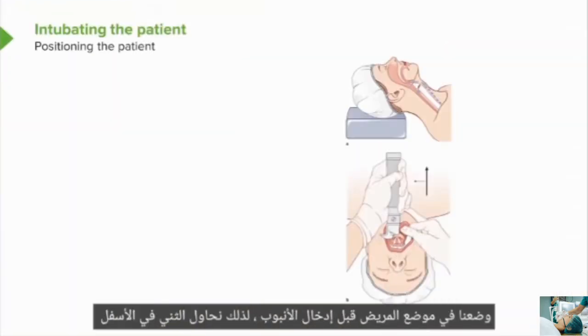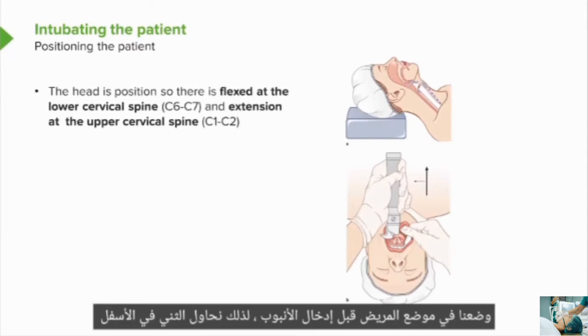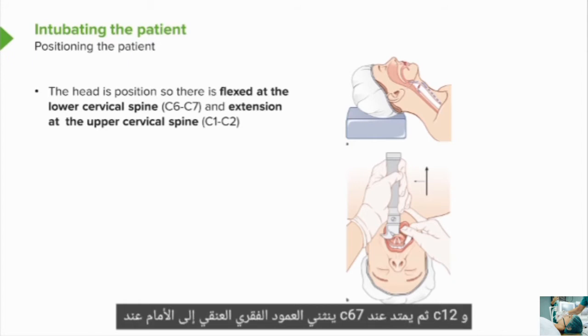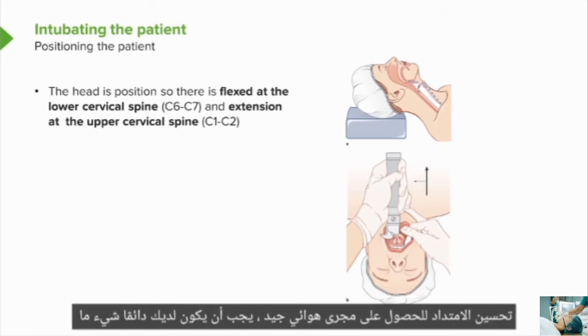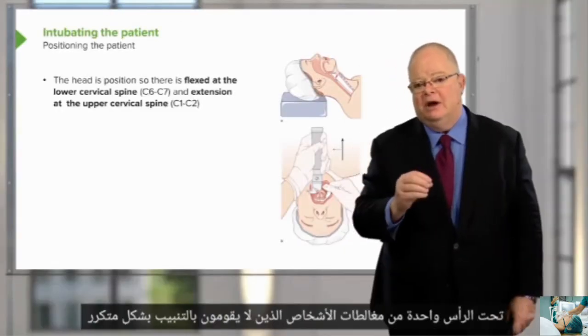This is the position we get the patient in before we intubate. So we try to flex at the lower cervical spine, so down at C6-7, flex forward, and then extend at C1-2. And this is known as the sniffing position. And you have to adjust that pillow under the head, sometimes underneath the shoulders, to lift the shoulders, to improve the extension, to get a good airway. You should always have something under the head.